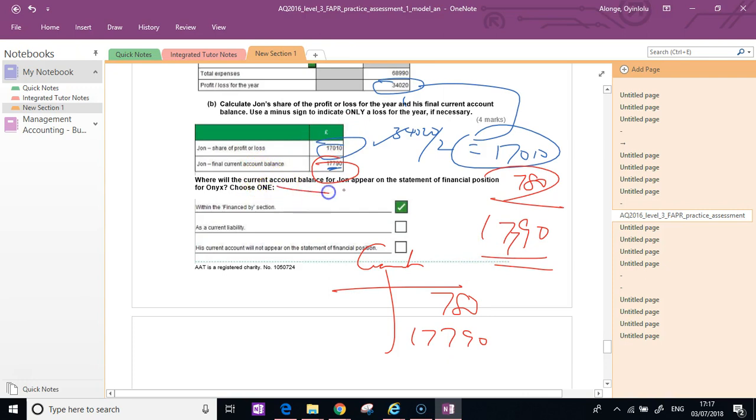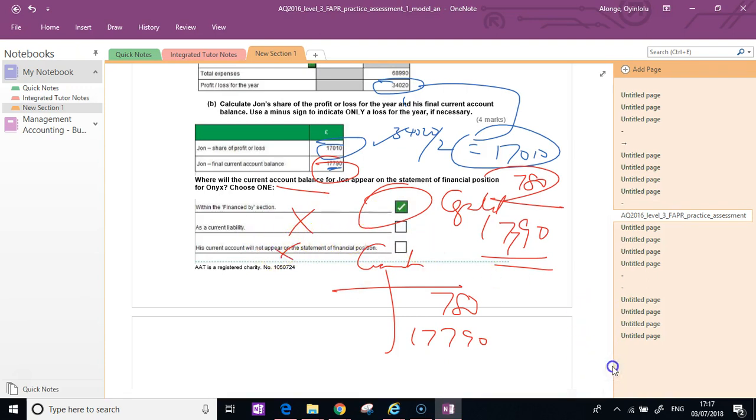Where will the current account balance appear? Of course, within the finance, it is capital. It is not a current liability. And that's, of course, wrong as well.